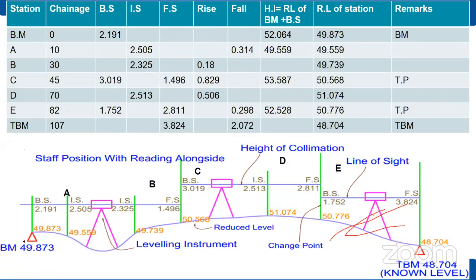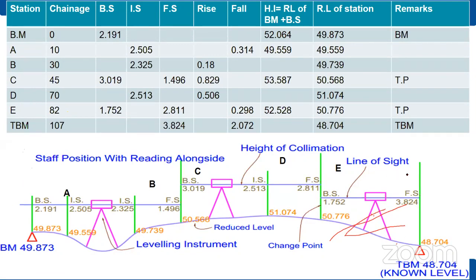Now, this is a leveling. If you observe, this is a benchmark. From here I have to continue my survey up to here. This is a TBM, temporary benchmark. Here you have two benchmarks. This is just an example problem I have given. Now I have to find out the elevation of this A, B, C, D, E and this temporary benchmark. This is a check for my survey.